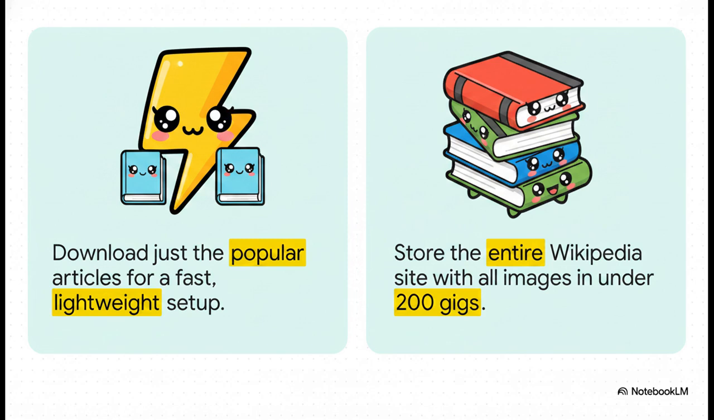And the craziest fact here? You can fit the entirety of Wikipedia, yes, all the articles and all the images, into under 200 gigs of storage. Hoarding that much aggregated human history locally for such a tiny amount of space is just phenomenal.